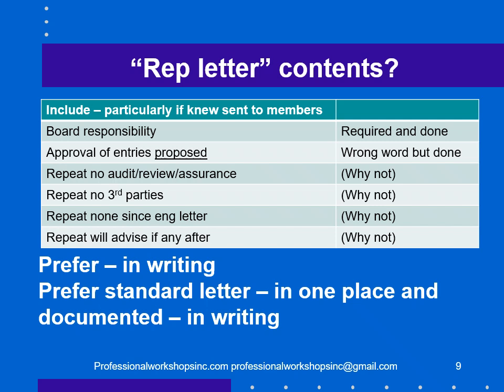That the board has approved journal entries proposed. The wording was wrong in my opinion, but it was done, so that's better than not doing it at all. You might repeat in the rep letter that the board understands that there is no audit, no review, no assurance, and if it goes to other people, that's better. Repeat that there are no third parties, why not? Repeat that there are none since the engagement letter, and repeat that they will advise if there are any after.